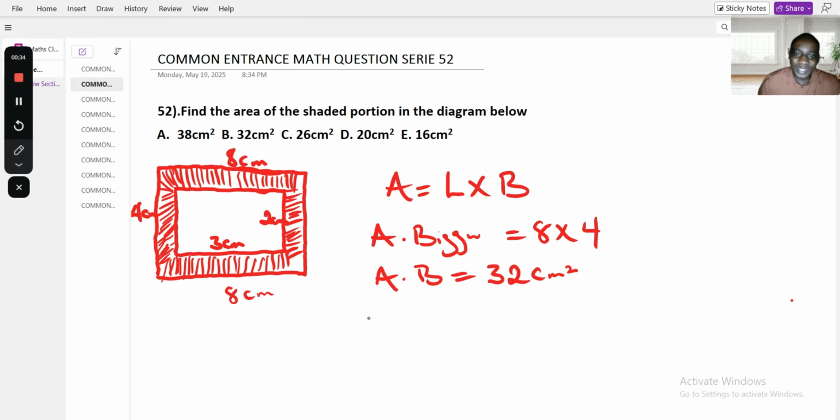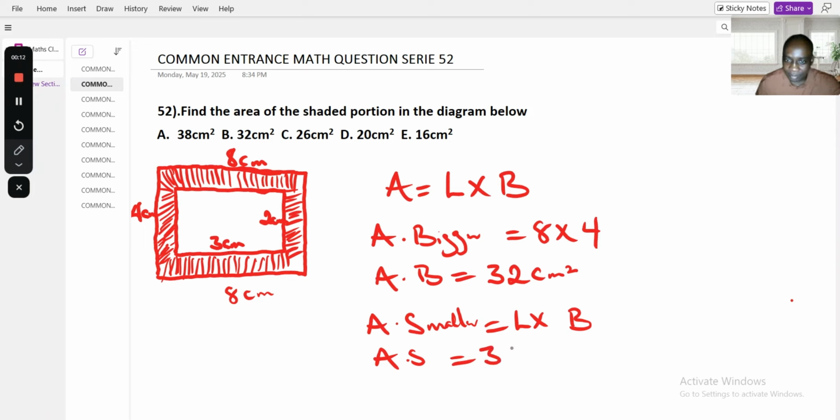Now we look for the area of the smaller one. Area of the smaller one, length times breadth. Area of the smaller one equals length for the smaller inner rectangle, which is 3 centimeter for the length. The breadth is what? 2 centimeter here. Therefore, area of the smaller one equals 6 centimeter squared.